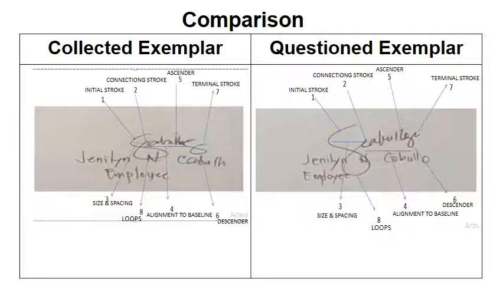We compare them by putting numbers on different individual characteristics that will help us determine their dissimilarities. We can determine this by the initial stroke, connection stroke, ascender, terminal stroke, descender, alignment to baseline, loops, and size and spacing.